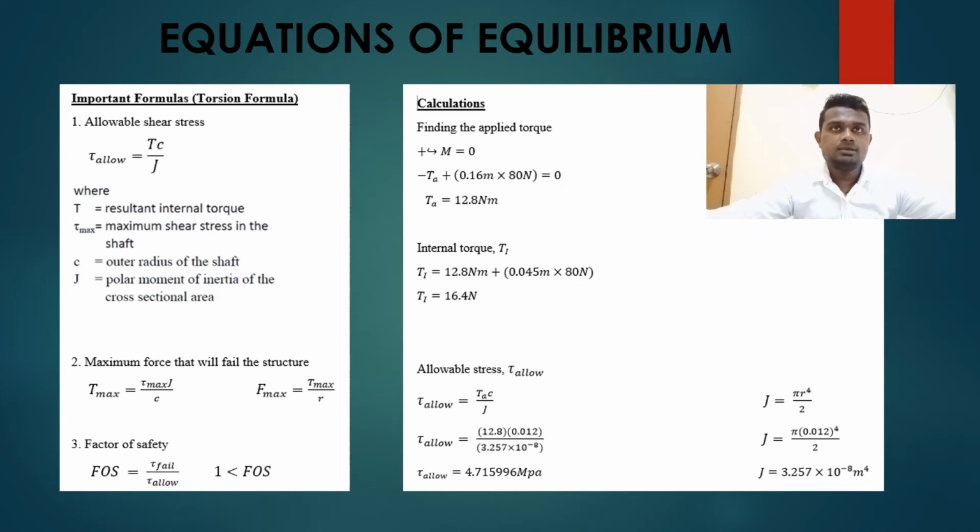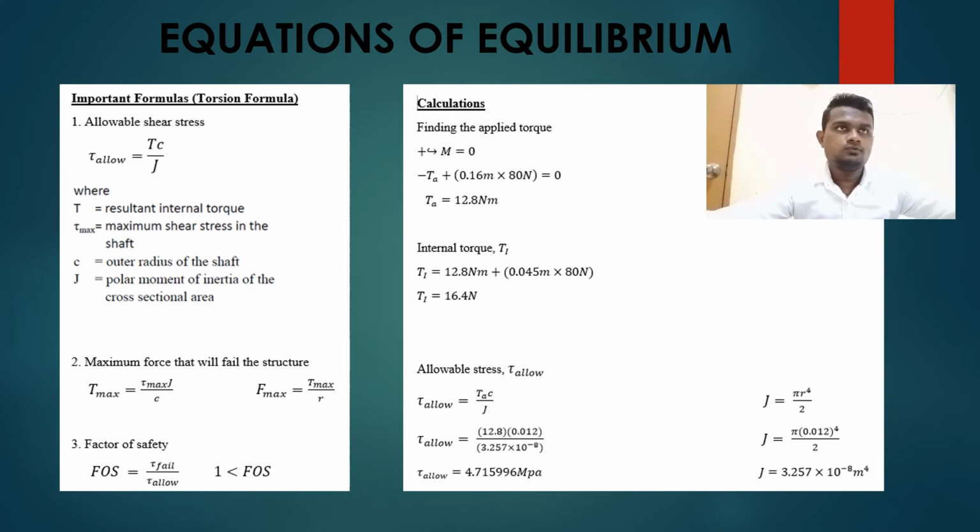And then we can find the internal torque. The internal torque we can find by adding the applied torque plus the torque at length 2. As we can see on the slide, 12.8 Newton meter plus 0.045 meter times 80 Newton, and we get TI, the internal torque, which is 16.4 Newton meter.